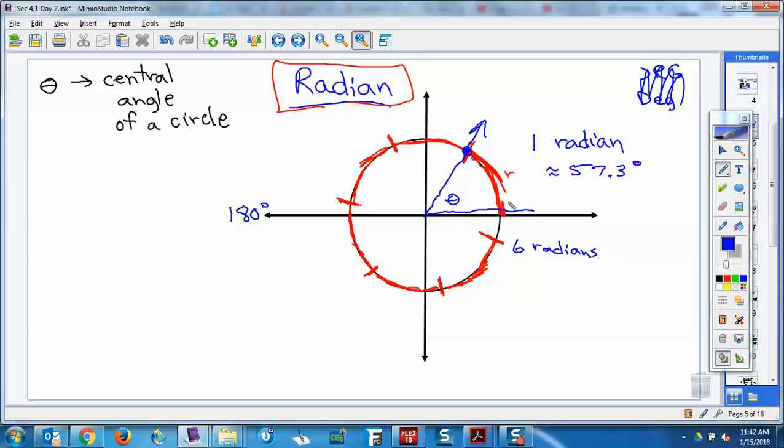What is the circumference? Remember, circumference is the distance around the circle, right? What is the formula for circumference? Pi r squared. No, that's the area of the circle. 2 pi r. That is the distance around a circle. So now let's imagine that we had a radius that was 1 inch, 1 centimeter, 1 foot, whatever unit you want to put on it. Let's imagine that our radius was 1. What would be the distance around this circle?